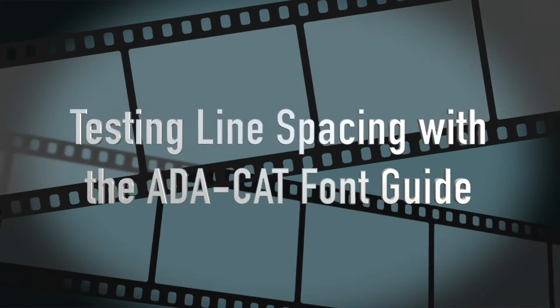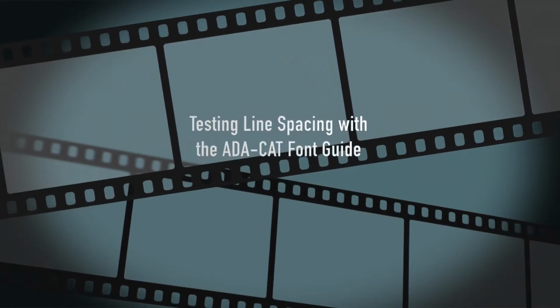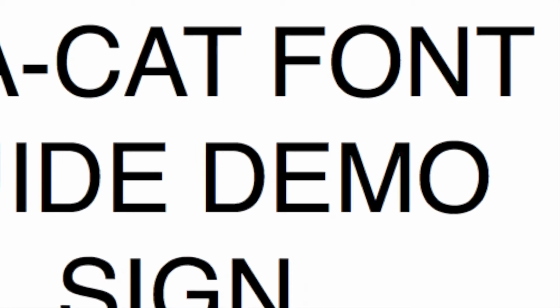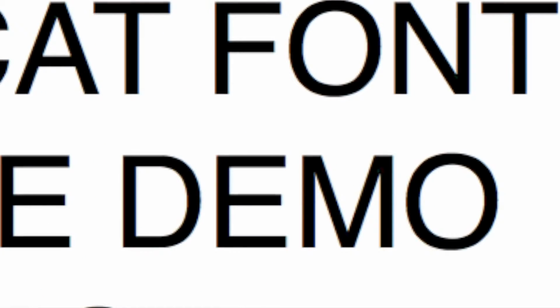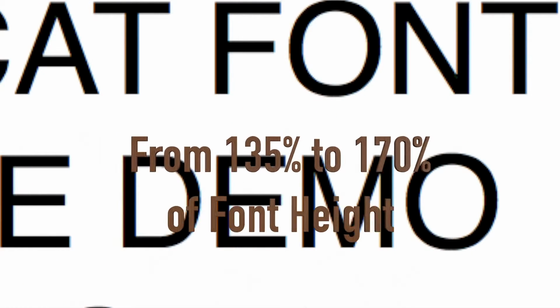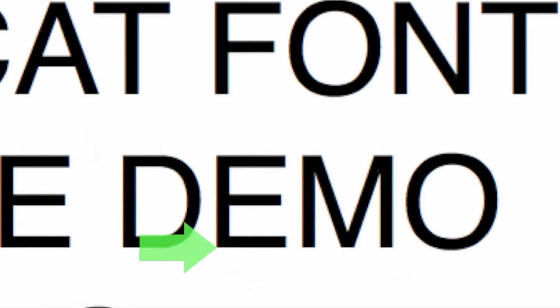Testing line spacing with the ADA-CAT font guide. The ADA-ABA guidelines specify that the line spacing between lines of text in a block be from 135% to 170% of the height of the font, measured from the baseline, the bottom of the row of letters without descenders, of one row to the bottom of the next row.